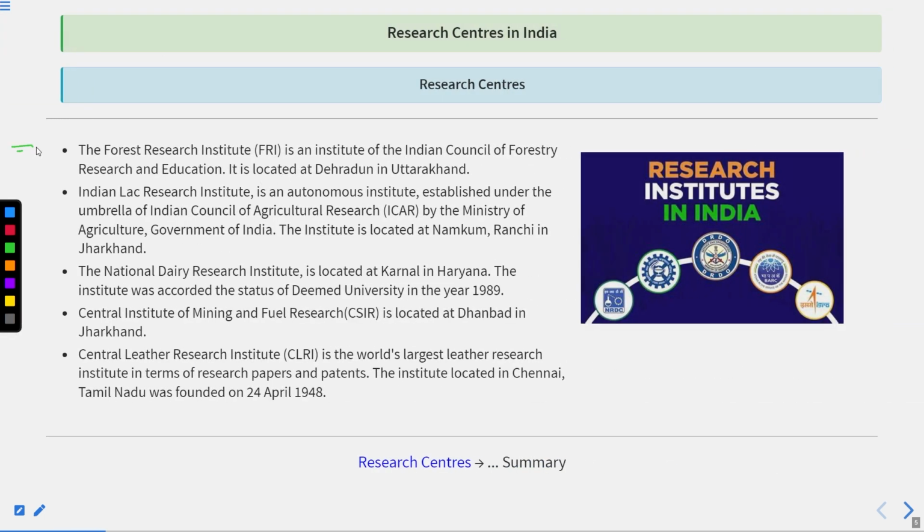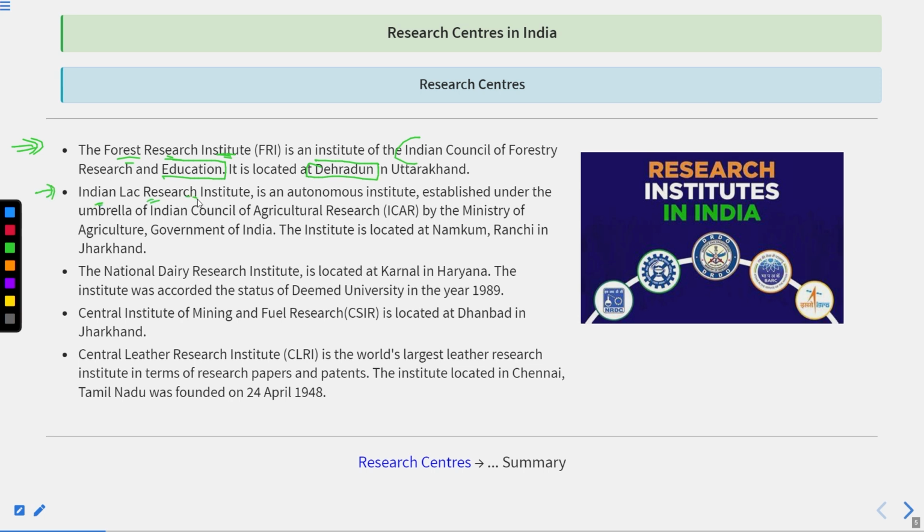Then we have the Forest Research Institute, which is also known as FRI. This is an institute of the Indian Council of Forestry Research and Education, and it is located at Dehradun in Uttarakhand. Dehradun is the capital of Uttarakhand, so it lies here. And it is also a sub-institute of the Indian Council of Forestry Research and Education.